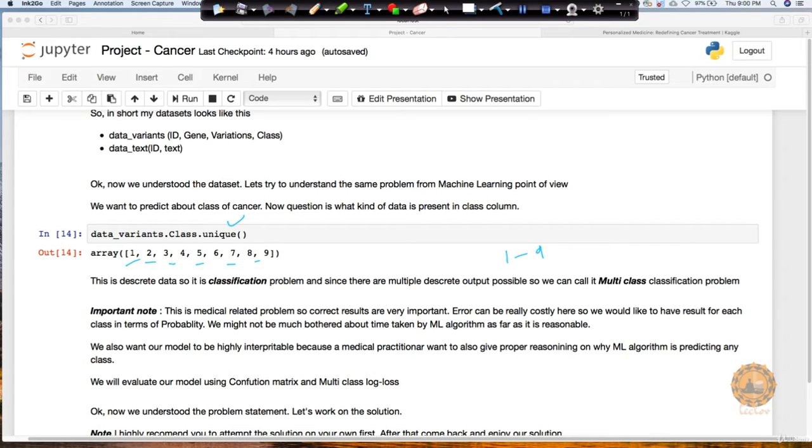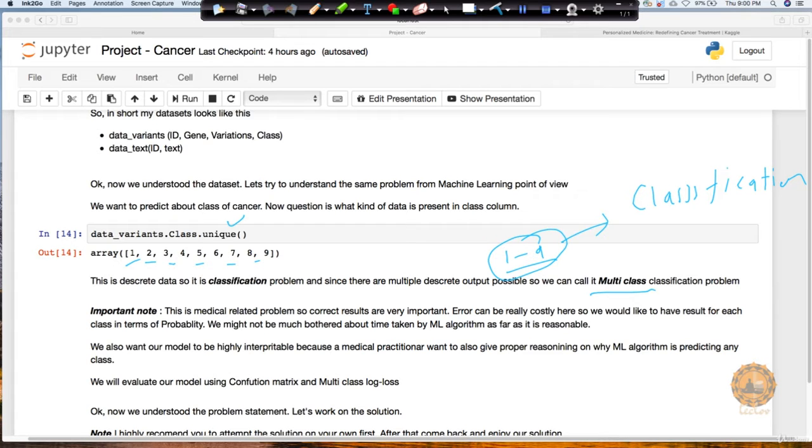Now, if you look at it, this is a discrete output, right? As soon as we see that it's a discrete output, we say that it's a classification problem. Now, the second question is, is it a binary classification problem? No, because in a binary classification problem, we can possibly have only two outputs. And here we have more than two outputs. So this kind of thing is called a multi-class classification problem. So we are actually trying to solve a multi-class classification problem, and that's the prediction model we are going to build here.